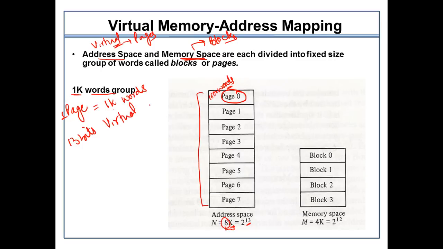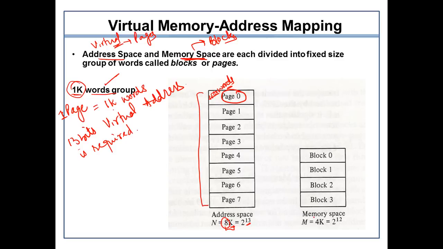A virtual address is required to store the data in this particular address space. Got it? So this is the first aspect. What we have done in the virtual address space is we have stored the data in the form of pages, and we have taken a total of 8 pages. Each page consists of 1K words.